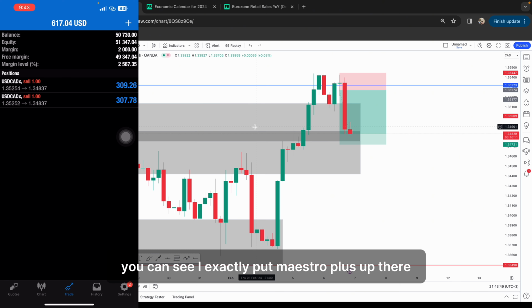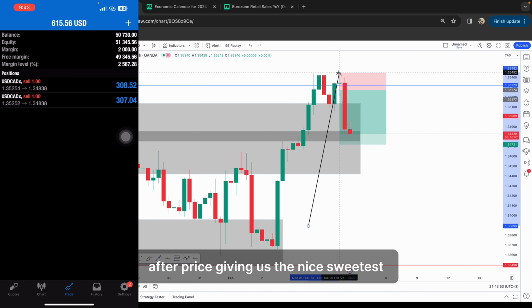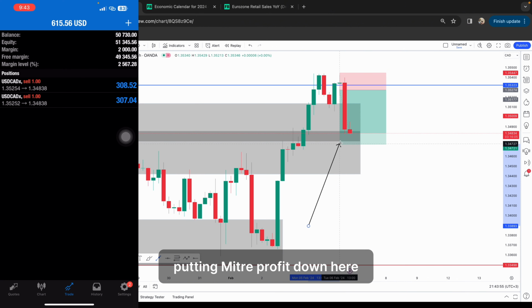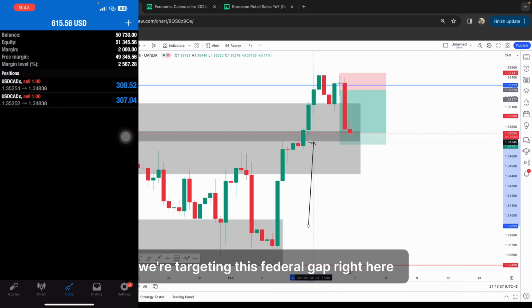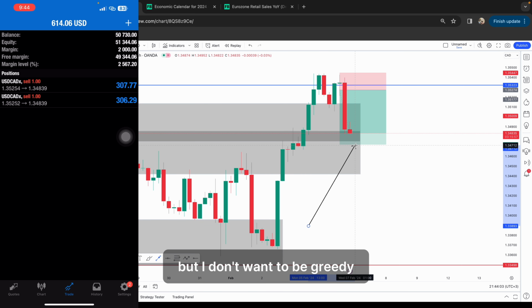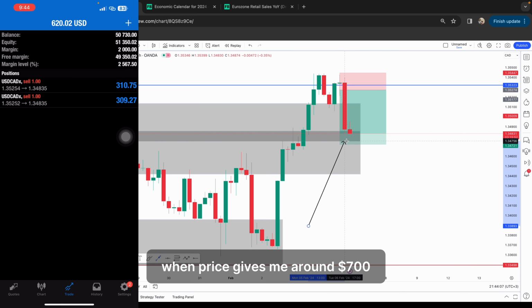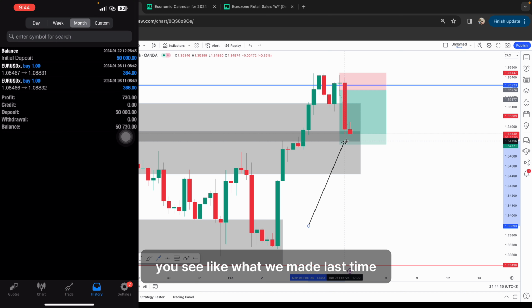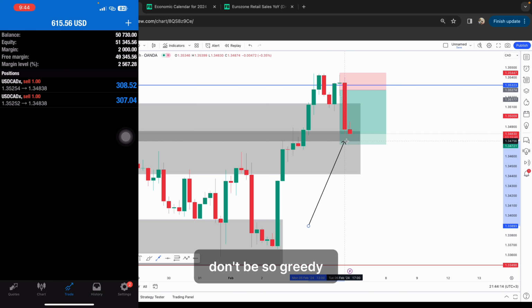You can see I put my stop loss up there after price gave us the nice retest, and then put my take profit down here, targeting this fair value gap. I would hold my trade even longer so that price can come back down here, but I don't want to be greedy. I'm going to close off my profits when price gives me around $700, like what we made last time. That will be good money. You see, traders, don't be so greedy.